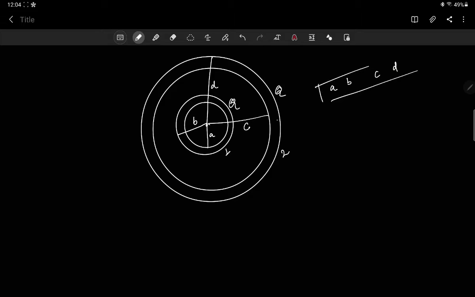These are the radii, and an equal amount of charge is given to each shell, and that charge is Q. So Q charge is given to the outer shell and Q charge is given to the inner shell. Now we have to calculate the electric field in different regions. These are the materials.